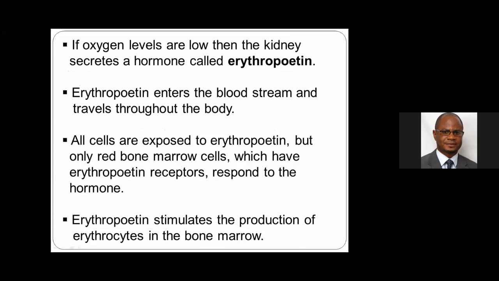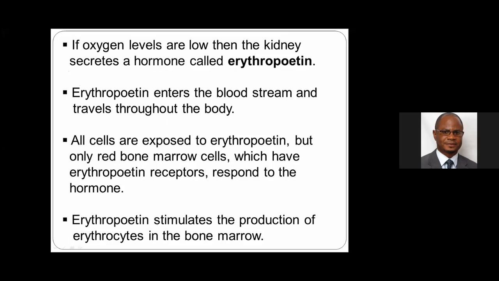The kidney monitors the oxygen level in the blood. If oxygen levels are low, then it will secrete erythropoietin. Okay. Or there's information that goes to the kidney to say that the oxygen level of blood is low. Then it means that the body needs red blood cells to boost up the oxygen level. The kidney will then secrete erythropoietin. Erythropoietin will go into the bloodstream and travel through the body.